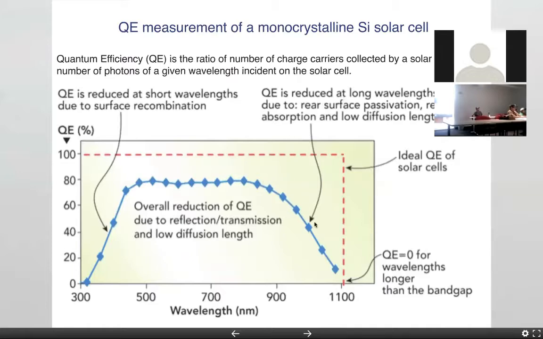And this decrease, of course, we know is because at long wavelengths there's less absorption, and there are also losses because of rear surface passivation, reduced absorption, and low diffusion length. So just some defects causing problems. And of course, quantum efficiency goes to zero for wavelengths longer than the band gap. None of these photons are actually absorbed, as we know. And this is, of course, an ideal curve for an ideal solar cell, which you cannot achieve, but that's what people try to design their devices for.